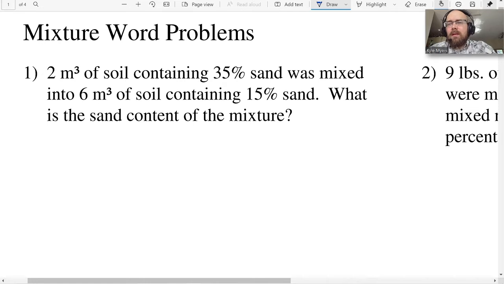So, anyways, 2 meters cubed, and then if you skip down to the next line here, 6 meters cubed. That just tells me I don't need to convert anything, so I don't need to worry about the units. Right? So it's just 2 and 6. So you can just ignore the units.